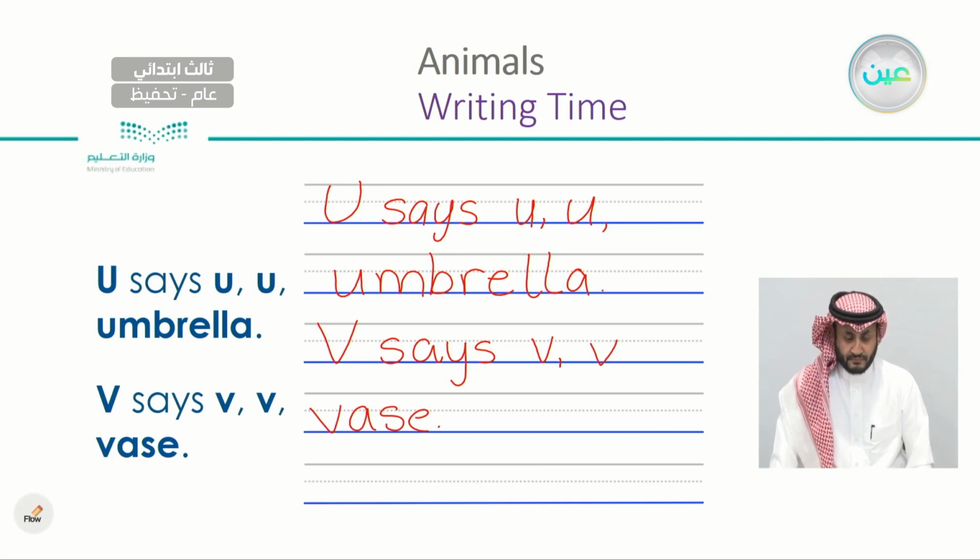Let's look at them one more time. U says umbrella. V says v. Vase. Excellent.